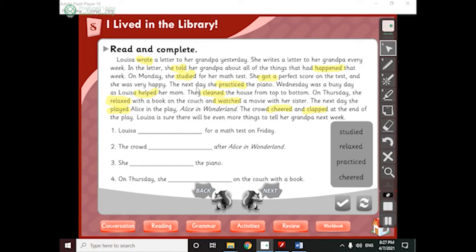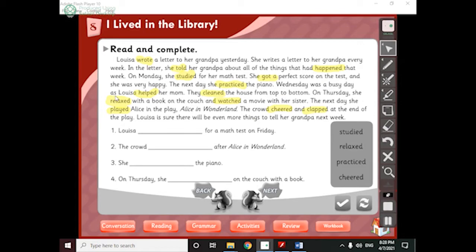The next day she practiced the piano. Practiced is a regular verb. Wednesday was a busy day as Louisa helped her mom. They cleaned the house from top to bottom. Cleaned is a verb, it means she cleaned the house with her mother.